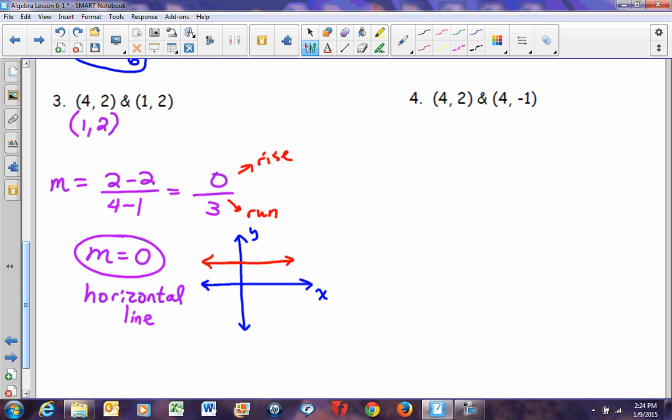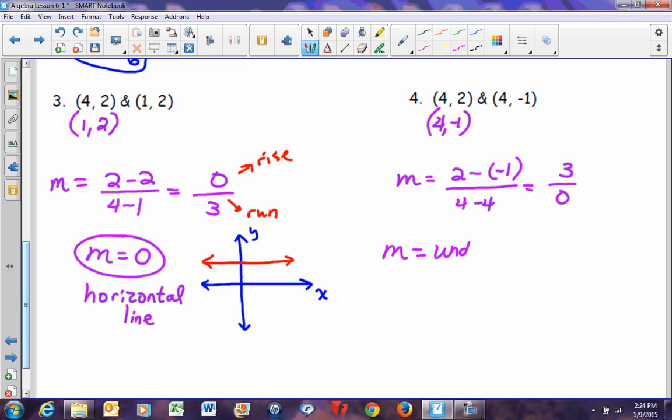Let's take a look at this last problem, (2, 4) and (-1, 4). Again, I'm going to line up my numbers so that I don't get confused. My slope says change in y, 2 minus a -1, over my change in x, 4 minus 4. 2 minus a minus 1 is actually 3. 4 minus 4 is 0. If you were to put that in your calculator, 3 divided by 0, you will get either error or it'll say undefined, division by 0 is not defined. Therefore, when we have division by 0, this slope is what we call undefined.